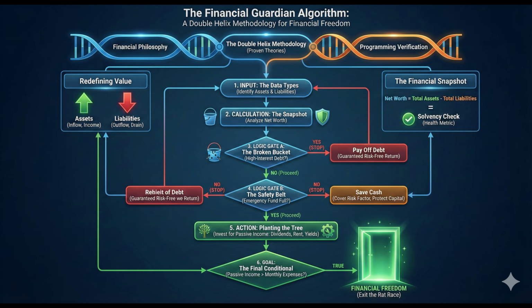In Lesson 1, we put on our armor. We learned to be guardians of our money. We calculated our net worth, isolated toxic debt, and secured our solvency. That was the defense. Please, go and watch that video to catch up.